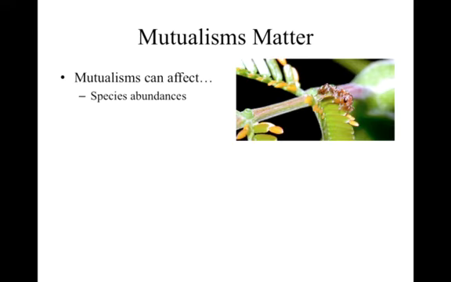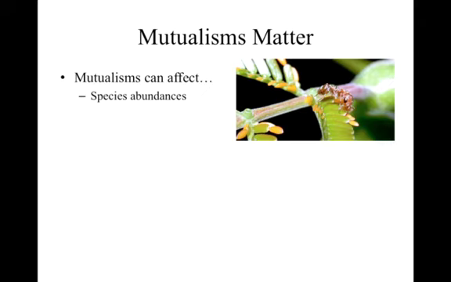All right, so why do we care about mutualisms? Well, mutualisms matter because they can affect all sorts of aspects of ecology. They can affect species abundances. A good example is, again, with ants, because I love ants. This is actually an example from your textbook, but I like ants so much I decided to stick with it.